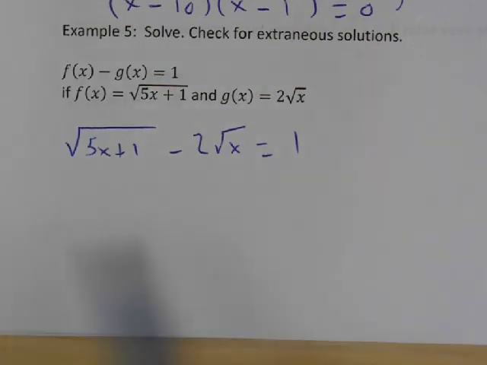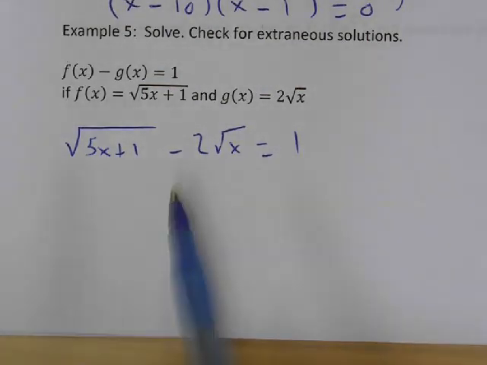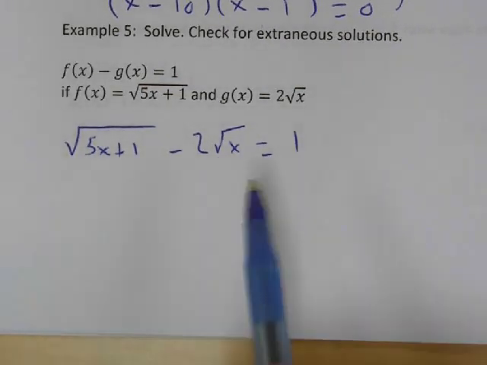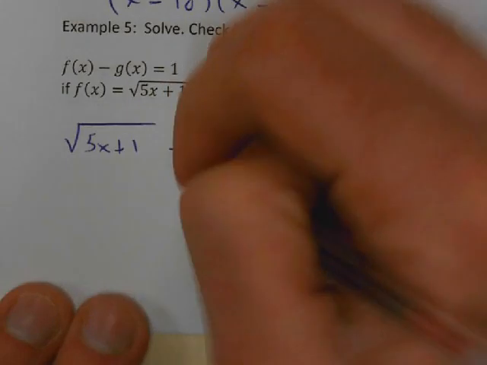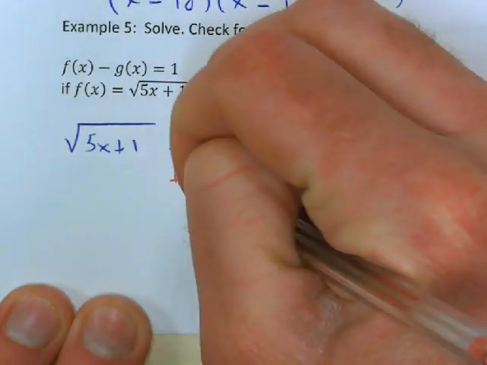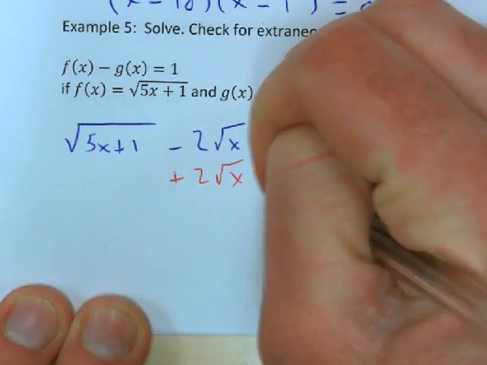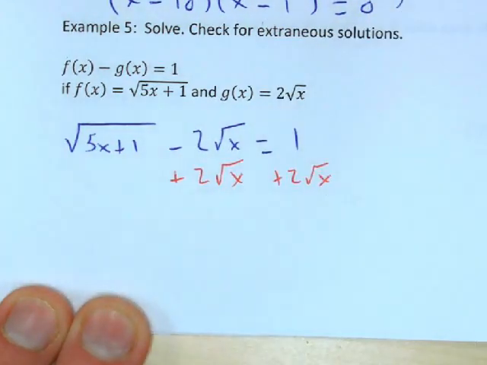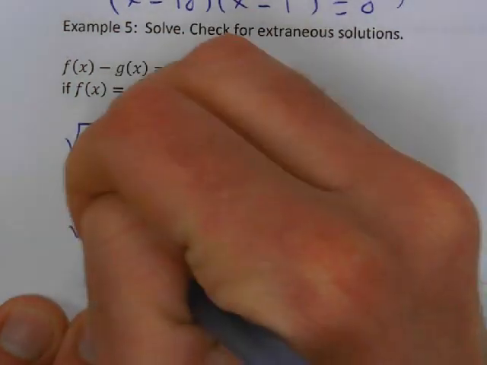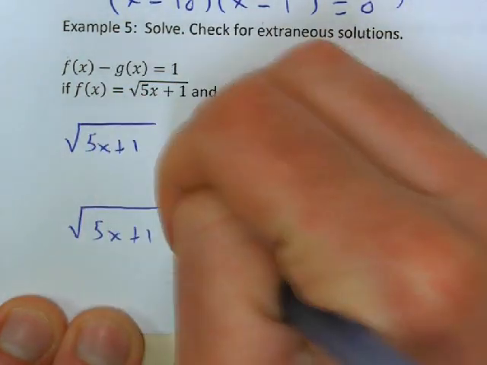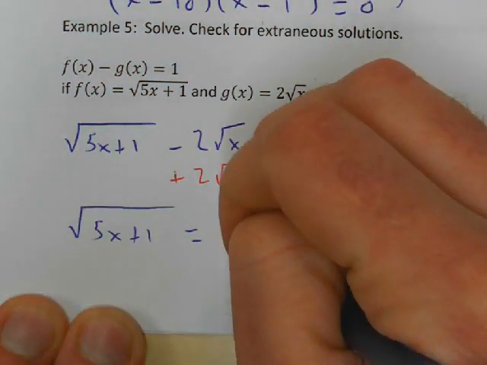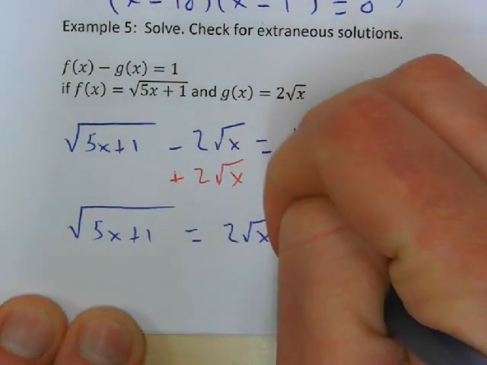Okay, so we could square it right now, but I'd rather have this thing by itself and maybe this thing and the 1 as my binomial. So I'm going to add, and that also gets rid of my negative there, so there's less room for mistakes. I'm going to add 2 root x to both sides. Okay, and then that gives me the square root of 5x plus 1 equals, and since these are both positive, it doesn't matter which one comes first. I'm going to go 2 root x plus 1.